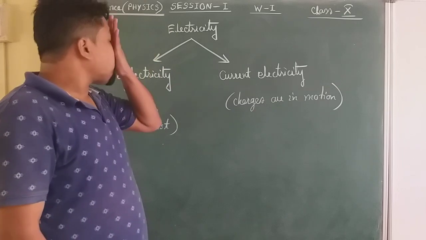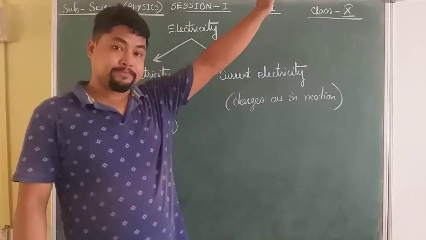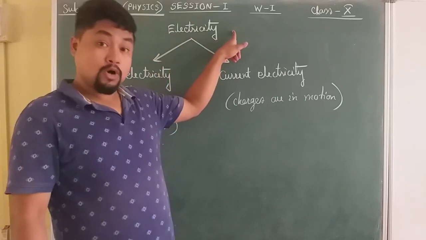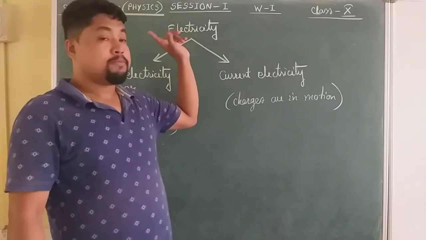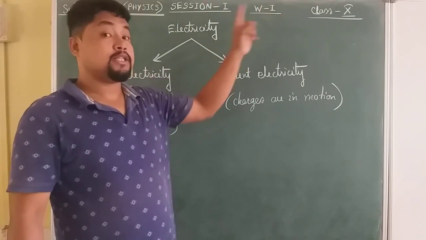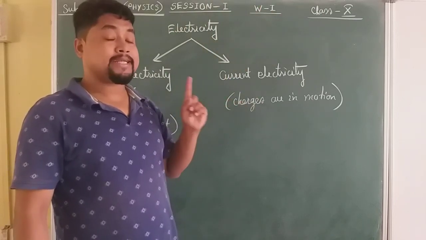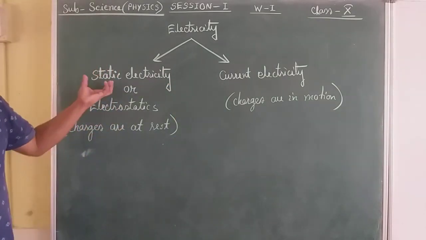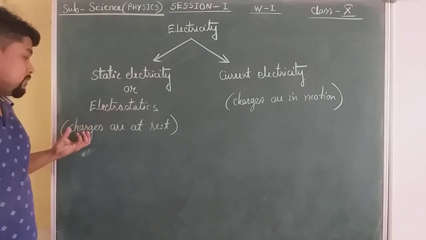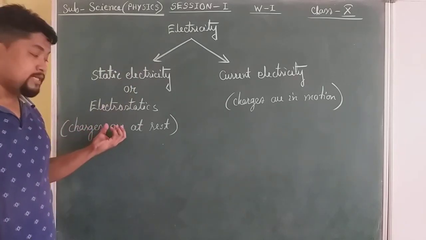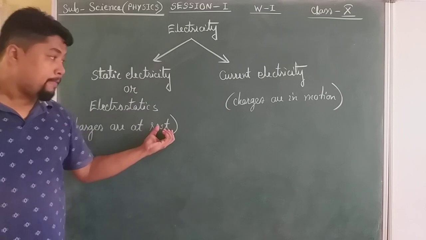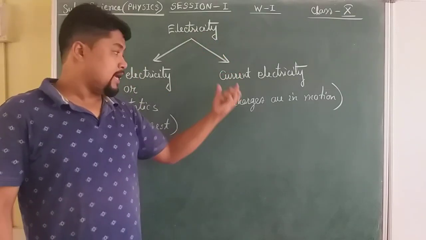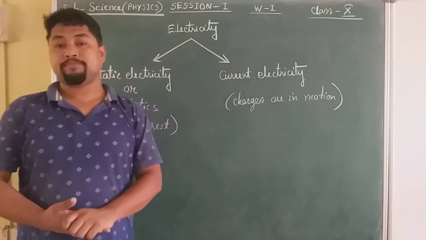So electricity is a form of energy, electric energy. Also, electricity is the branch of physics that concerns the properties and movements of electrically charged particles. Static electricity is the branch of electricity that deals with the study of charges which are at rest. And current electricity is the branch of electricity which deals with the study of charges which are in motion.